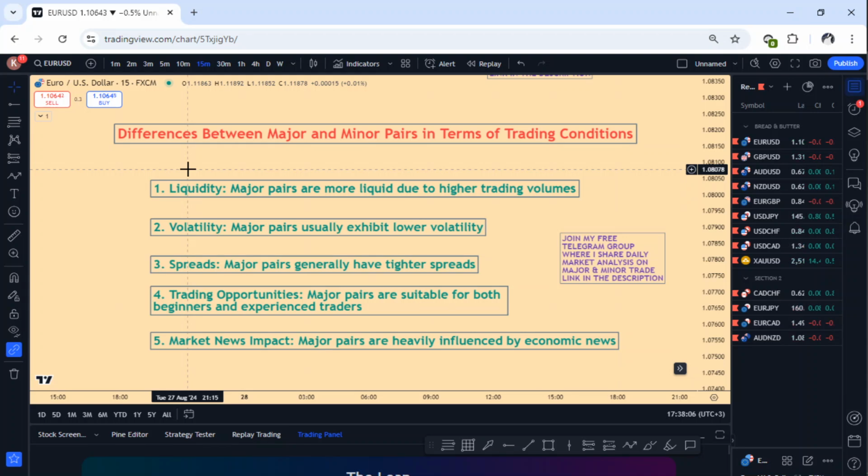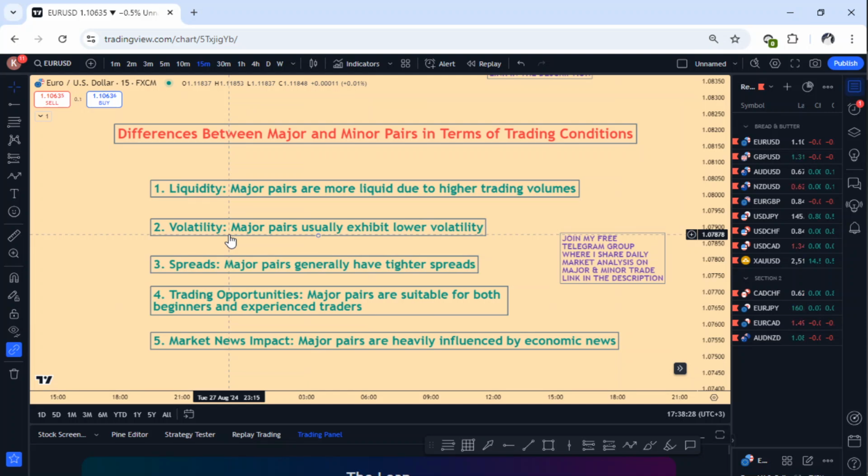Now what about minor pairs? Minor pairs have less liquidity, which can lead to slippages, especially when the price changes between the time a trade is initiated and executed, especially during out of sessions like New York, London, etc. You will find that the volumes are very low.